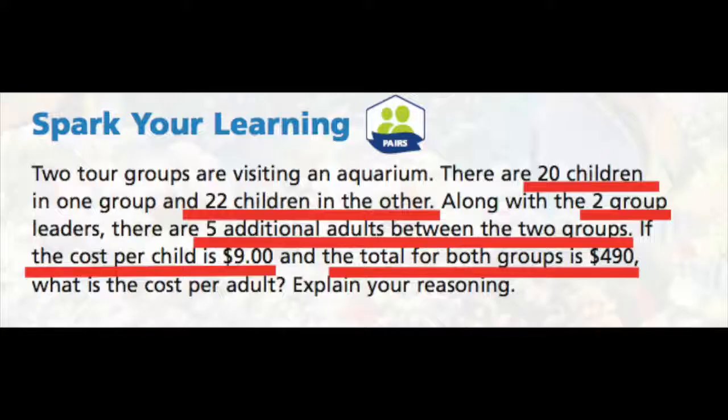As I read that problem out loud, I hope you're able to underline some of the quantities that were present. Personally, I underlined 2 tour groups, 20 children in one group, 22 children in the other group, 2 group leaders, 5 additional adults, the cost per child is $9, and last, I underlined the total for both groups is $490. This is all the information that I'm going to need to be able to solve this. To help you out, here are the things that I underlined in the question.